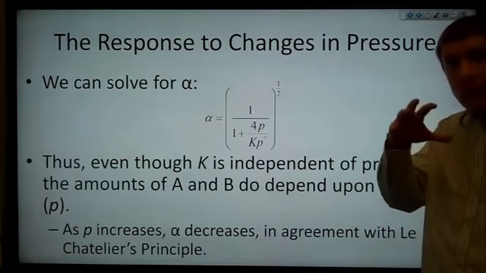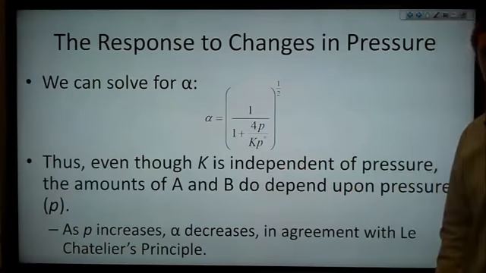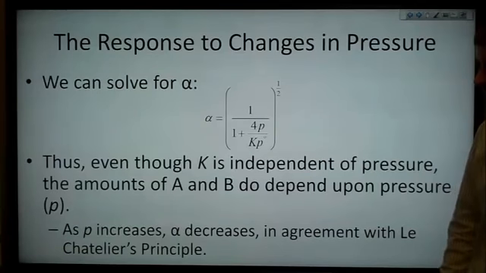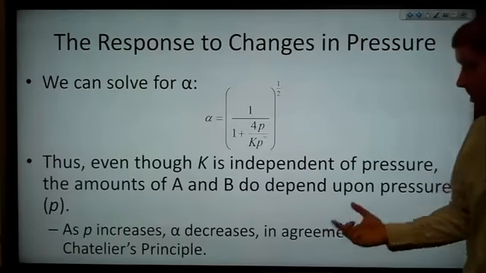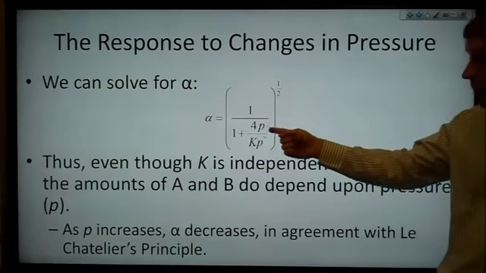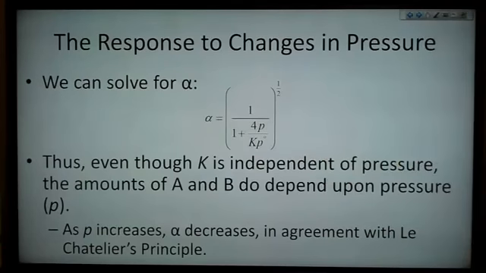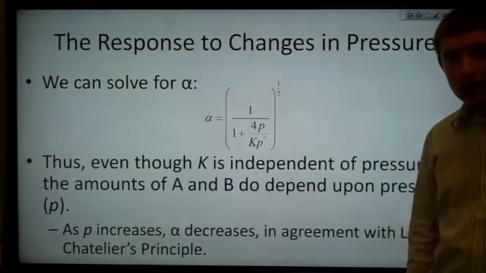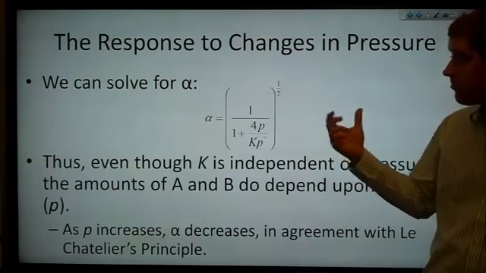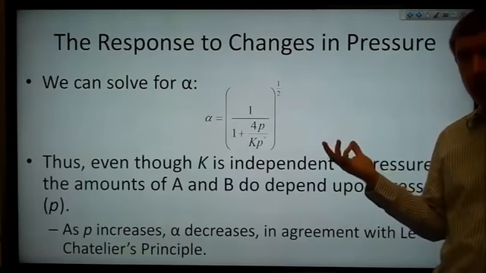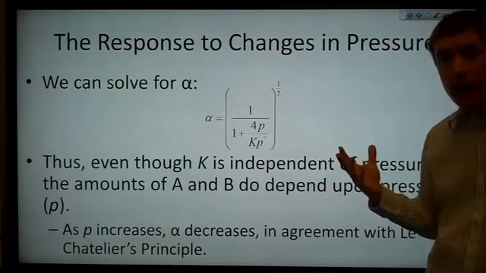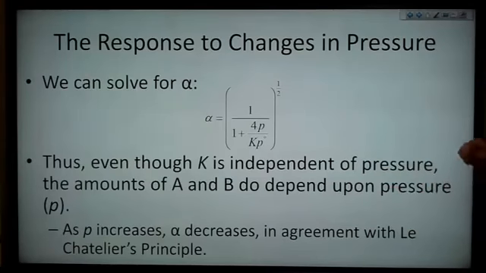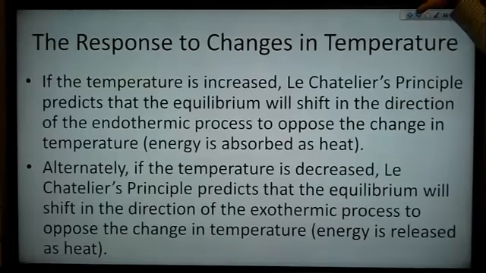On the other hand, if we expand the mixture, we should be shifting towards the product side and getting more P. So as the pressure is increasing, as P is increasing, we are decreasing alpha. Again, alpha was the amount of A that reacts. So if we're decreasing the amount of A that reacts, that means we're really getting more of the A back. And so that agrees with Le Chatelier's principle.